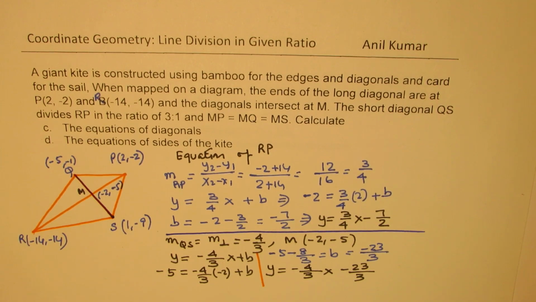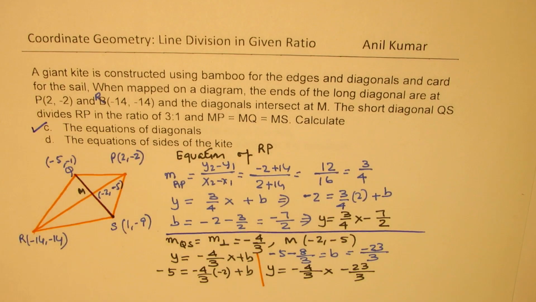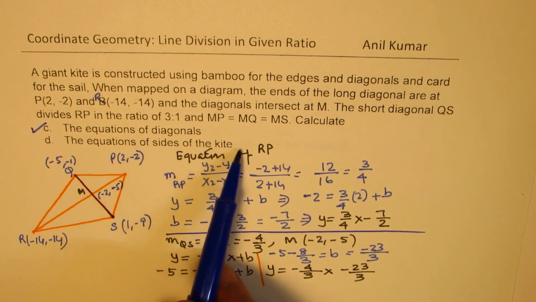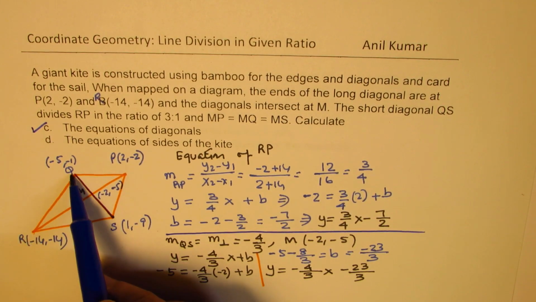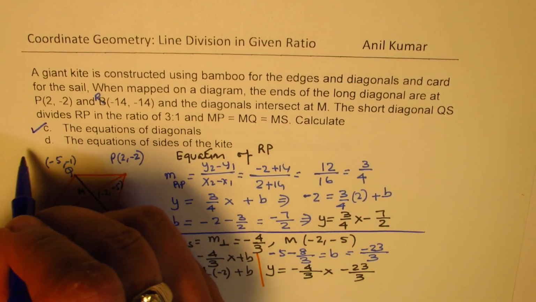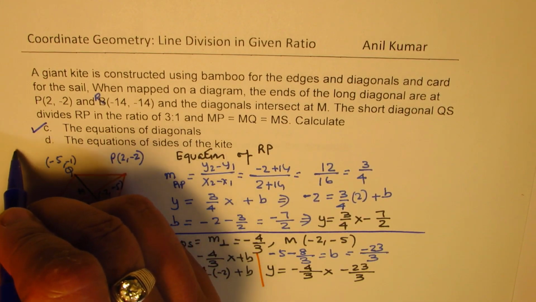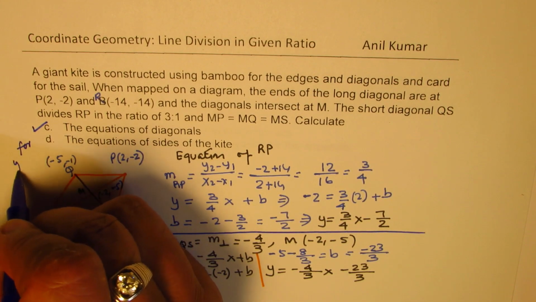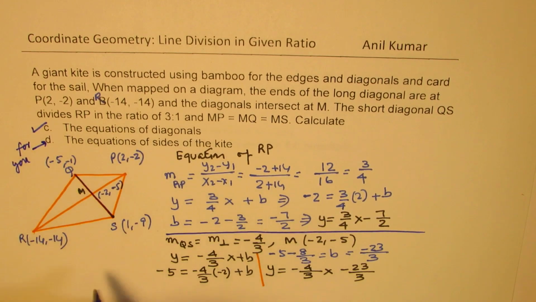So what I did here was we found the equations of the diagonals. The equations of the sides of the kite, which are RQ, RP and all these sides, are for you to do. So you do it. So this is for you. Use this concept of the line given 2 points to find the equation, correct?